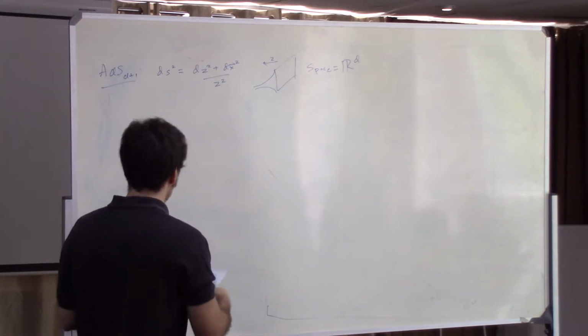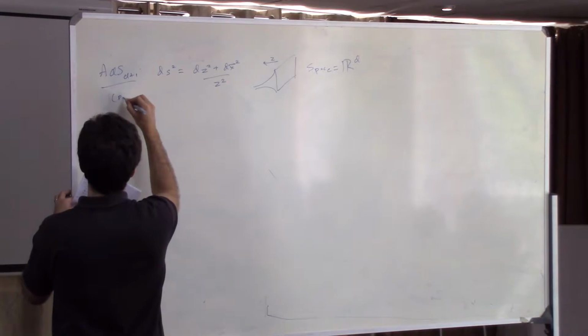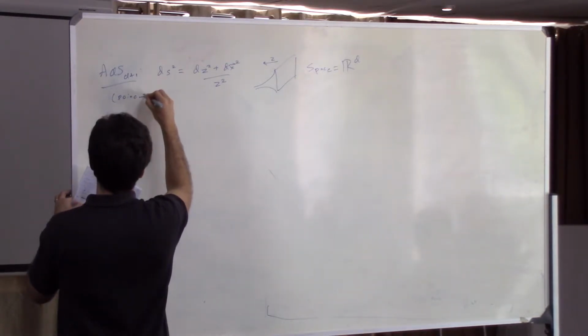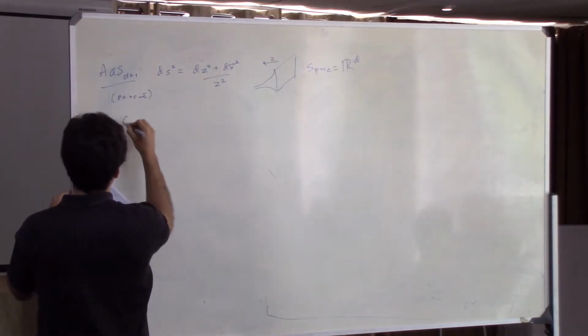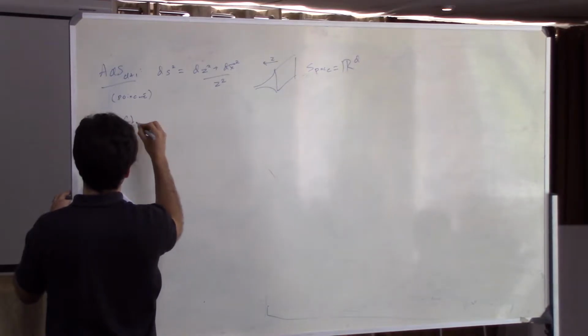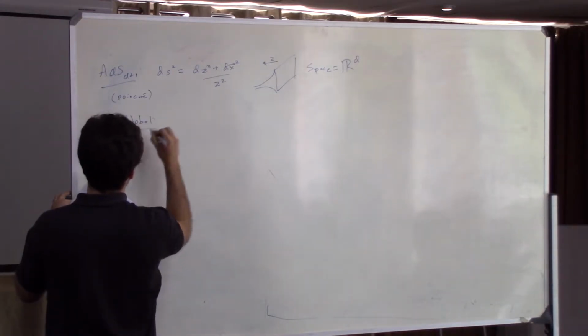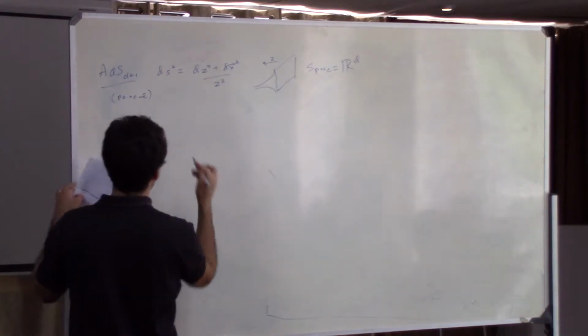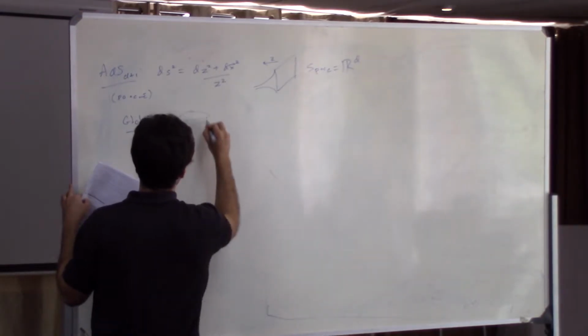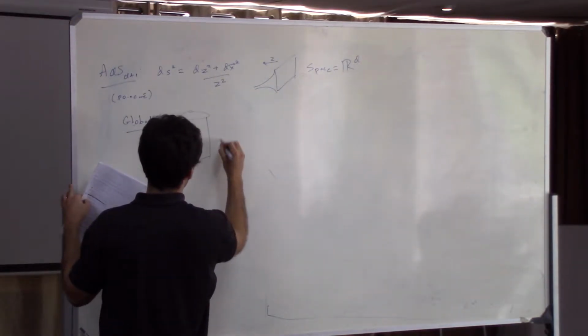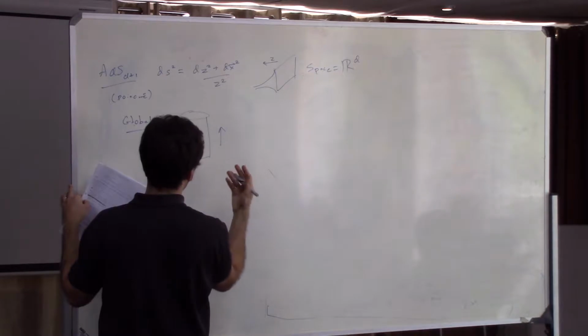We can also write it in, so this is the Poincare patch. If we write it in global coordinates, then I'm not going to write the metric because we really won't use it, but AdS should be viewed as a cylinder that is filled in.